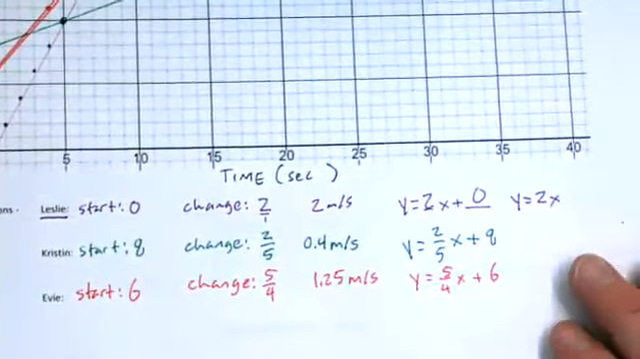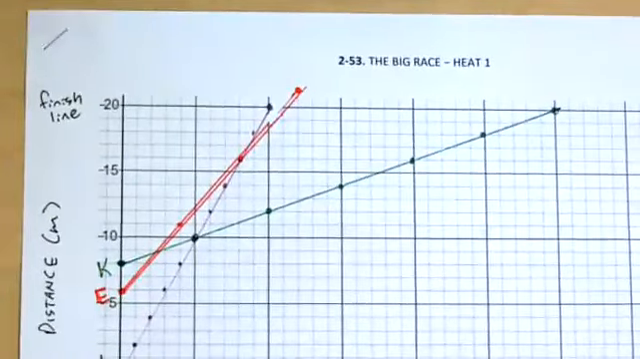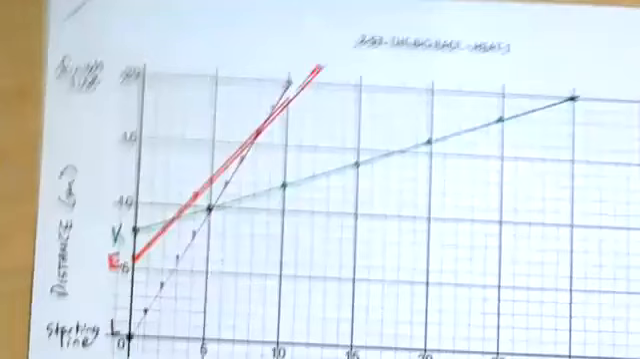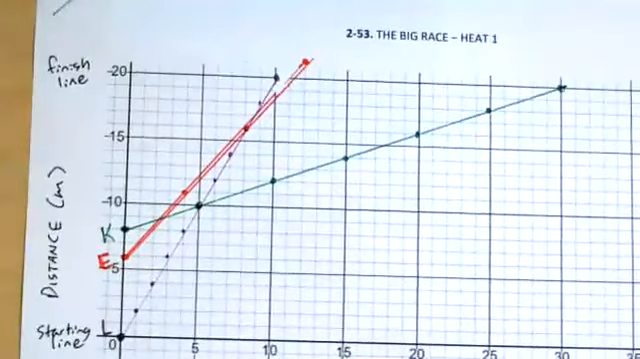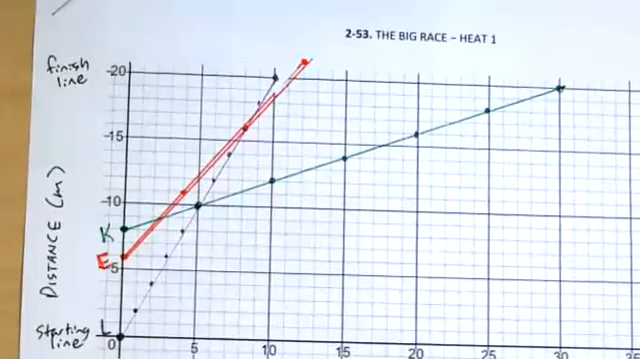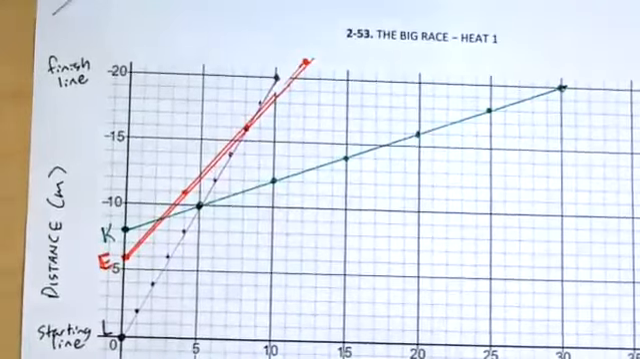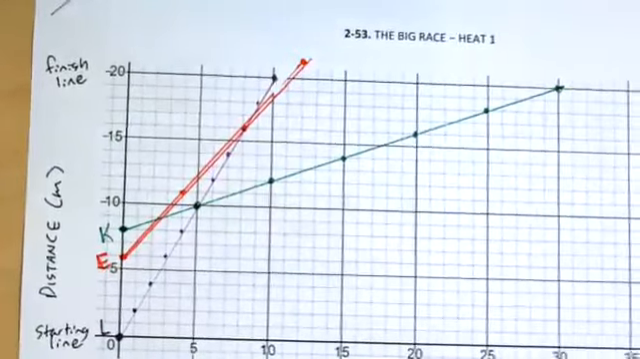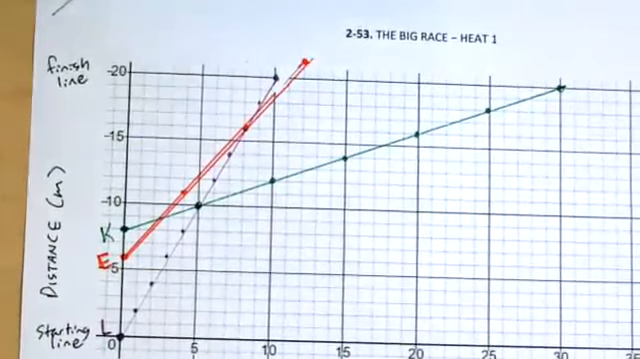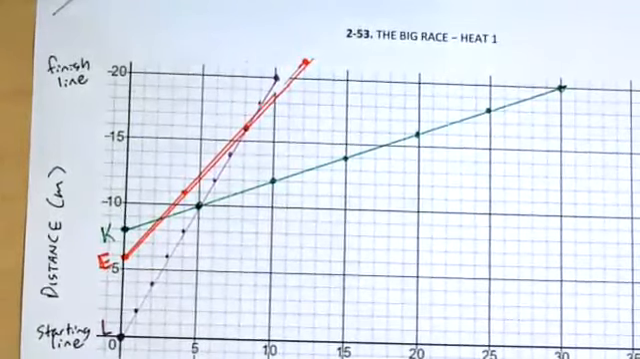Big important question here for part B. I'm going to put the graph back up so we can see it. This question is about Leslie and Evie. So focus on the purple and the red graphs here. And it says, after how many seconds did Leslie catch up to Evie? So see if you can find me a place on the graph where Leslie and Evie were side by side. They were right next to each other.